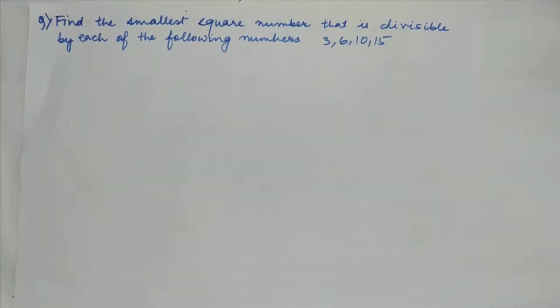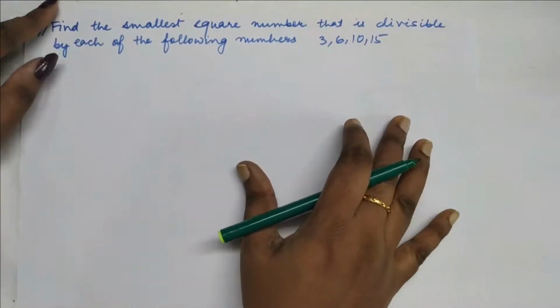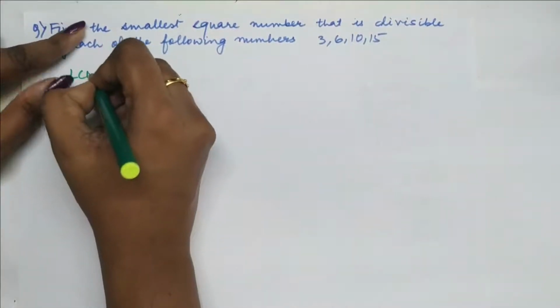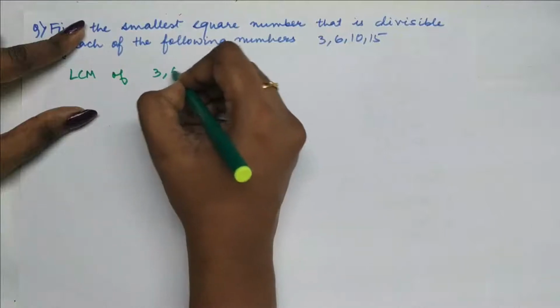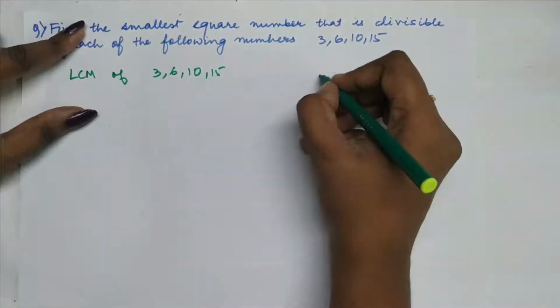Find the smallest square number that is divisible by each of the following numbers: 3, 6, 10 and 15. So you don't have one number. First you will get the LCM of the given numbers. So LCM of 3, 6, 10 and 15. Let us calculate.